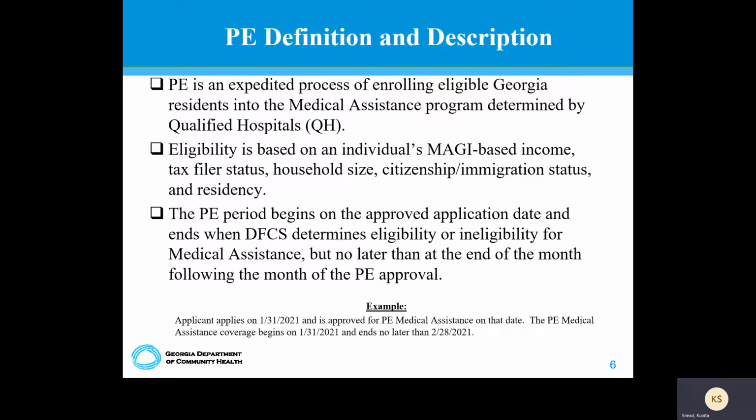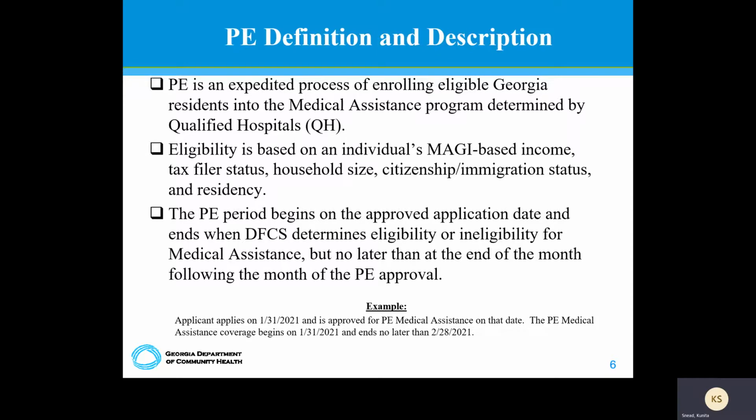And MAGI stands for Modified Adjusted Gross Income, and MAGI just means that income is taxable income. Now, there's some income that we count that is not taxable, like some Social Security benefits. Not all Social Security benefits are taxable, but we do count Social Security benefits, so you will find that out. But again, MAGI stands for Modified Adjusted Gross Income.